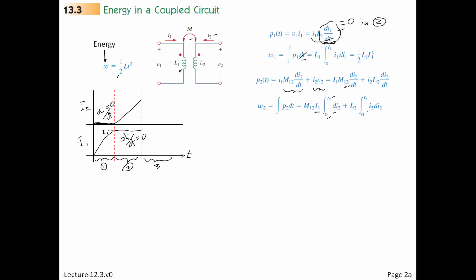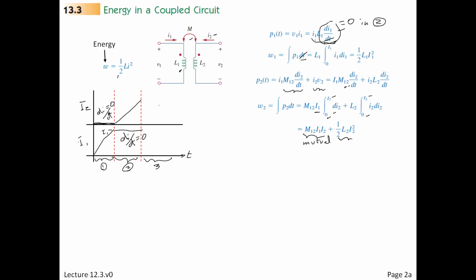And the same thing is going to happen with the second part of the integral. I2 is going to be integrated from 0 to I2, right? And we're going to get this. So here is some energy contributed on the number 1 side as a function. So this is mutual energy.